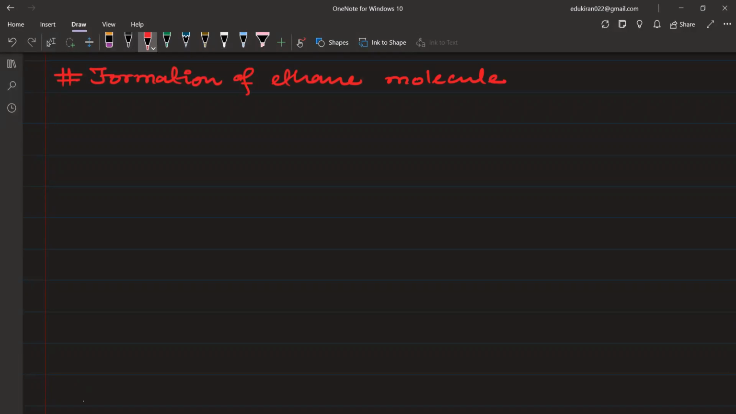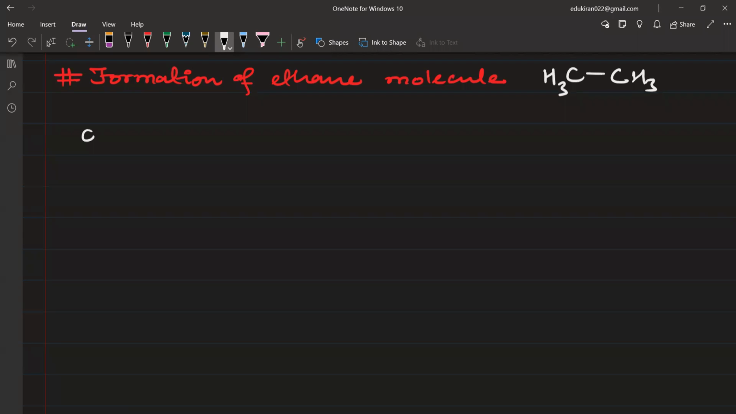Formation of ethane molecule. Now ethane molecule has a structure in which we have two central atoms, carbon and carbon. These two are central atoms, and we have three hydrogens attached to both of these carbons. Okay, both of these carbons have three hydrogens attached to itself. So for both of them, what we are going to do? We are going to do hybridization.